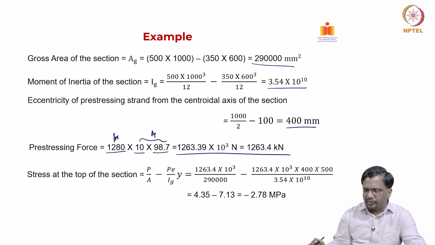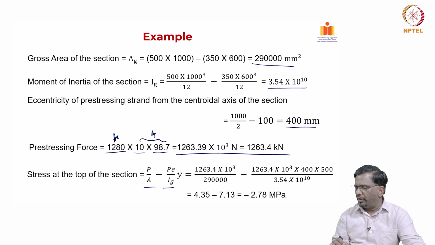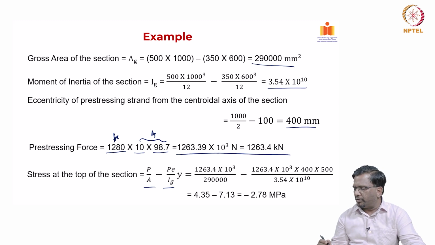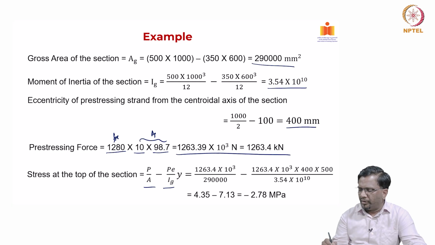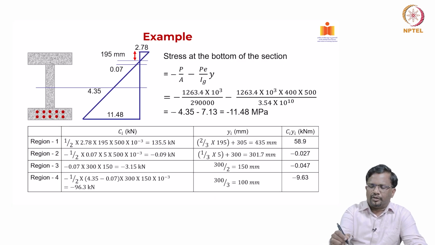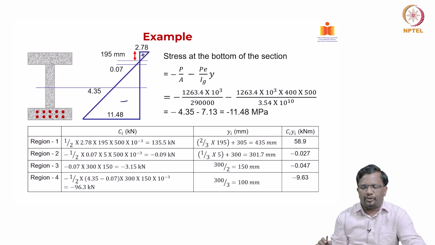Now, stress at the top of the section, again P by A, you have a concentric stress component and a pre-stressing component also. At the top of the section, this should be compression and this should be tension. Let us say this is negative and this is plus. So, it is going to be plus 2.78 megapascal. That is the stress at the top of the section, with plus being tension and negative compression.